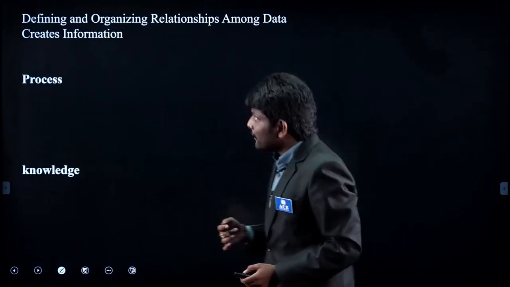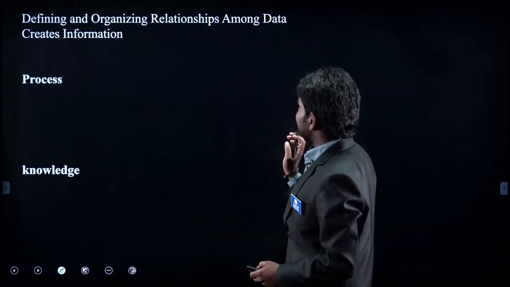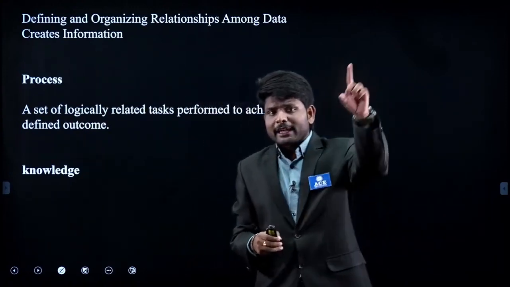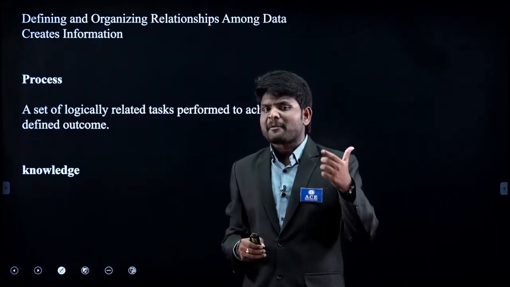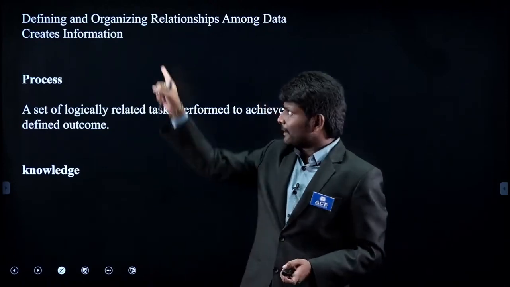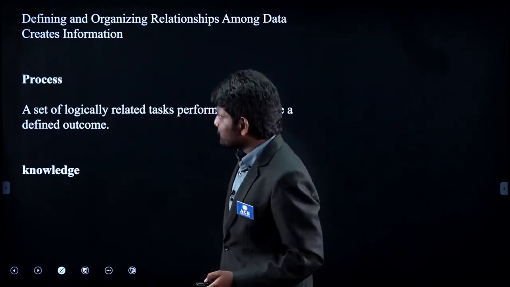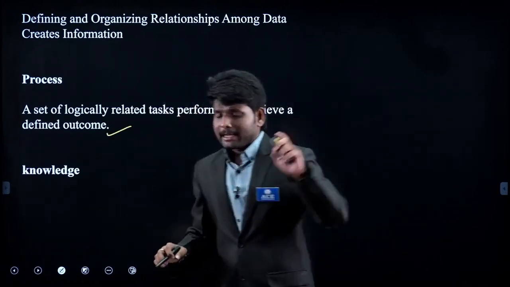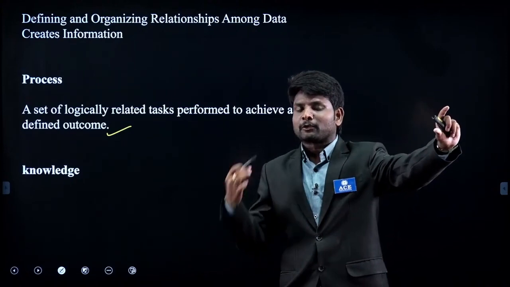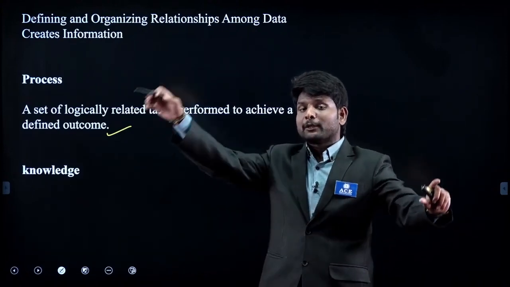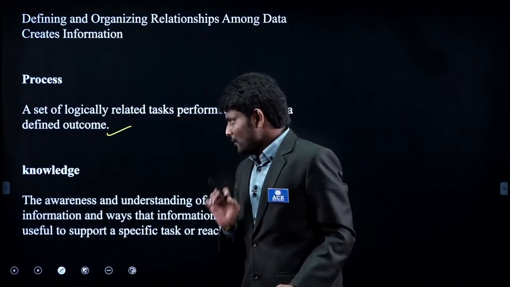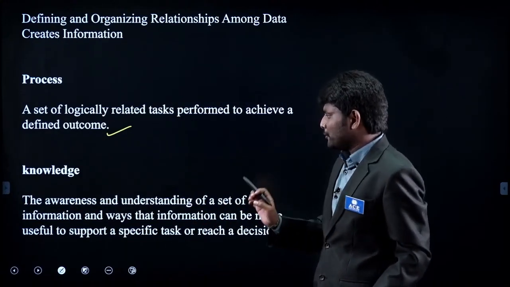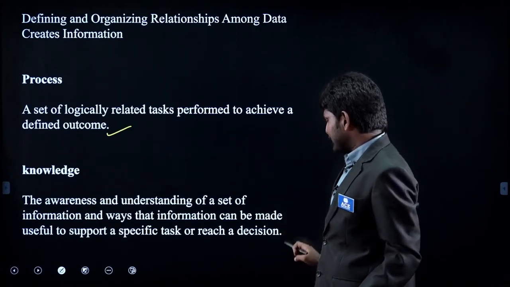Fine? Then, defining and organizing relationships among data creates information. I already told you in the example, when you take the average of all the marks, you can assess the performance of the faculty. Right? In the same way, they are giving the same definition. What they are saying? A set of logically related tasks performed to achieve a defined outcome. Okay? In my example, we took the marks of 20 students and we took the average. Based on the average, we are evaluating the performance of the faculty. Knowledge: the awareness and understanding of a set of information and ways that information can be made useful to support a specific task or reach a decision.